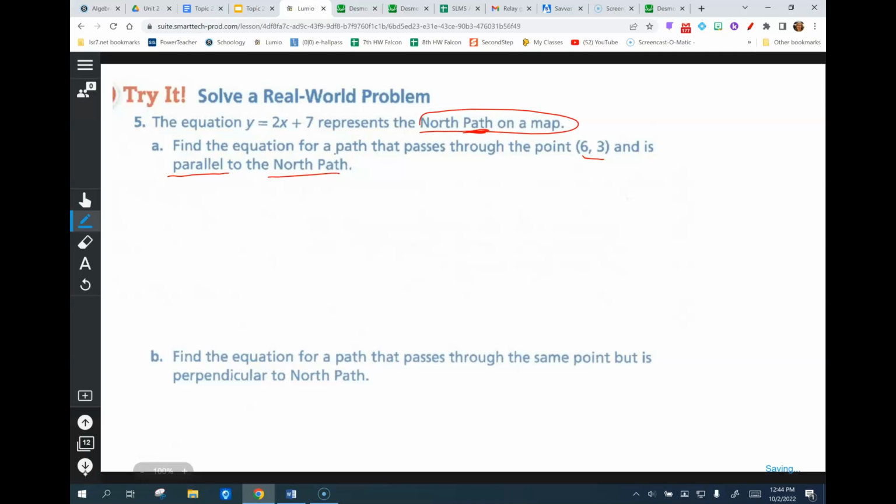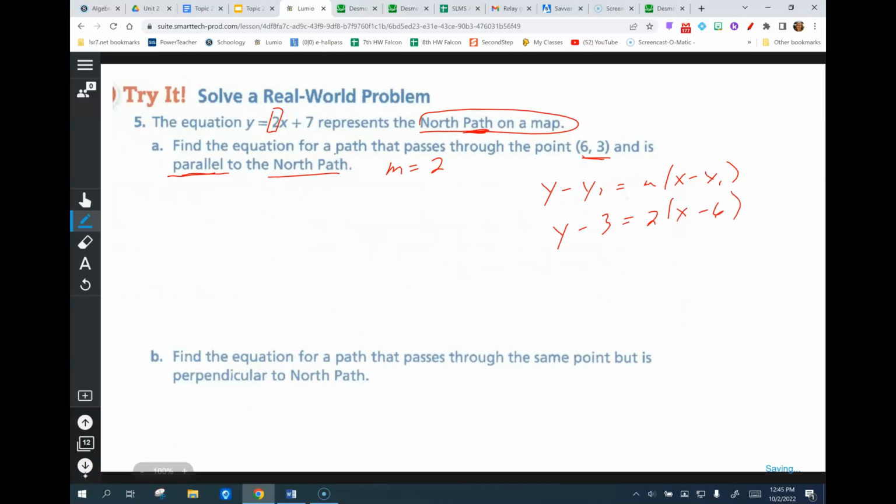Okay, so we're going to do that right now. Take your slope. Find the one that is parallel. Go. Hopefully you tried that, and your slope is 2. Here's my point. y minus y sub 1 is equal to slope times x minus x sub 1. So y minus my y value is equal to slope times x minus my x value.